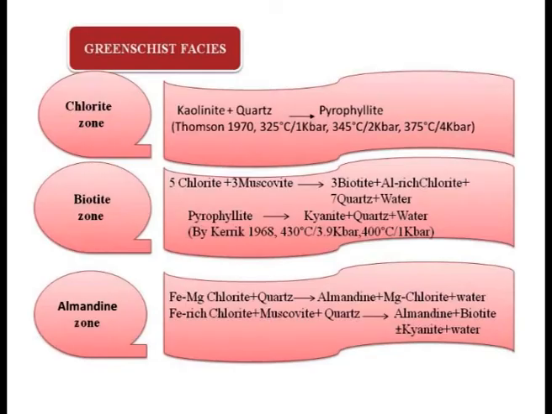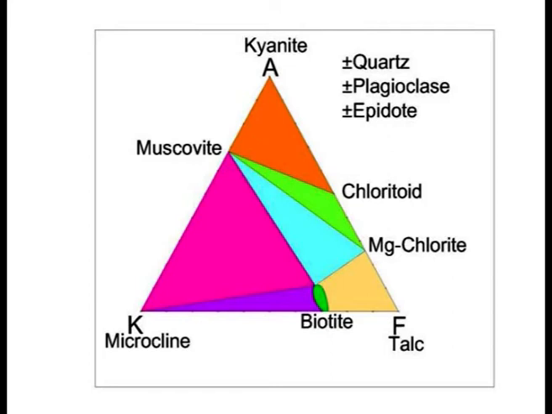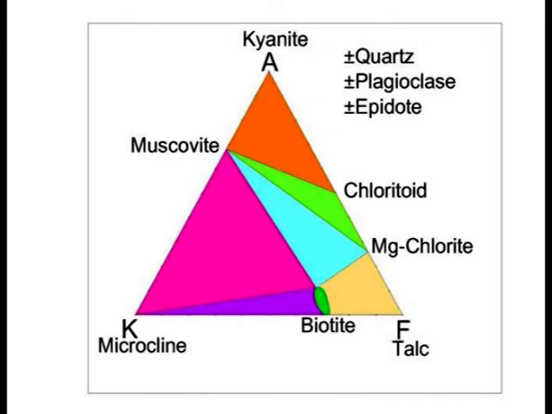This reaction was carried out by Carrick in 1968 at 430 degrees centigrade, 3.9 kilobar, and 400 degrees centigrade, 1 kilobar. The pelitic assemblages are: first, the chlorite, chloritoid, plus minus epidote, plus minus muscovite, plus minus albite and plus minus quartz, that is also known as kyanite chlorite schist. Second assemblage is your kyanite, chloritoid, chlorite, plus minus epidote, plus minus muscovite, plus minus albite, plus minus quartz. In short, this is also known as kyanite chloritoid chlorite schist.